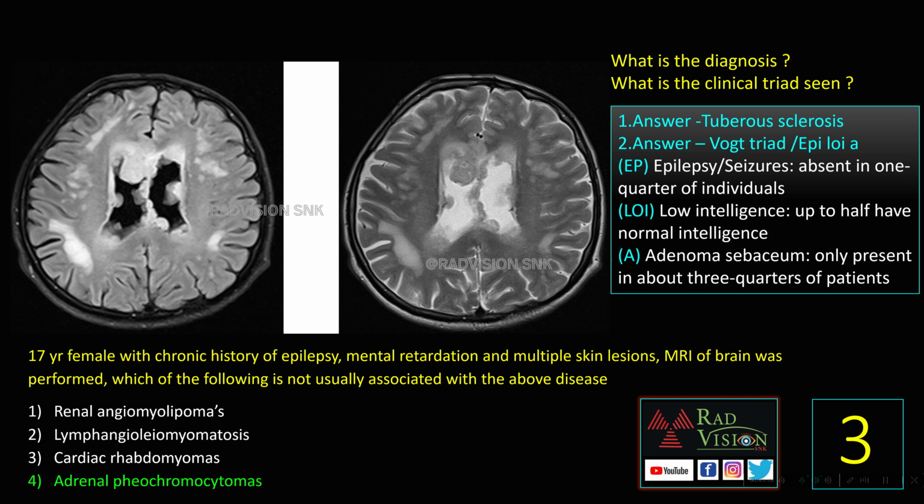The other question is, which of the following is not usually associated with tuberous sclerosis? Adrenal pheochromocytomas are not usually associated with tuberous sclerosis. Renal angiomyolipomas, lymphangiomatosis, and cardiac rhabdomyomas are usually associated. So remember EPILOIA, that is the Vogt triad, in tuberous sclerosis.